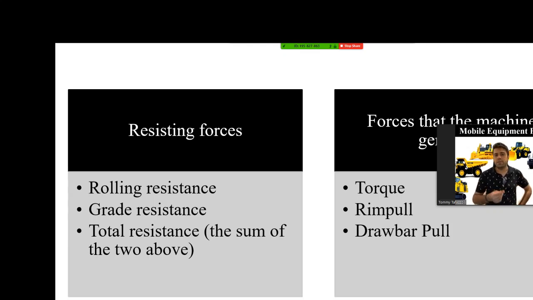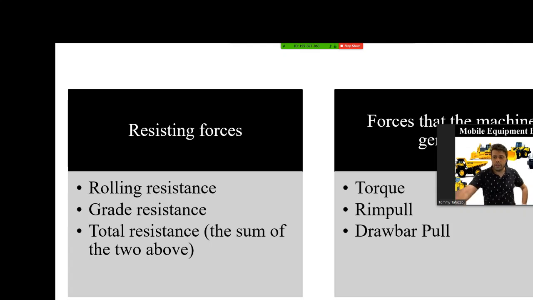And the second one was the grade resistance. So obviously when you're going up a hill, there is some resistance to pull the machine up. And the term total resistance addresses the summation of the two forces I just talked about. So rolling resistance plus grade resistance will give us the total resistance.